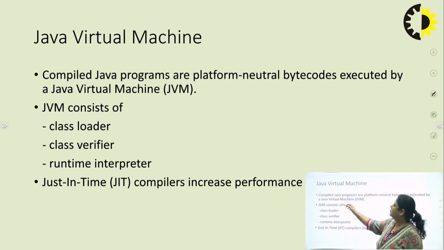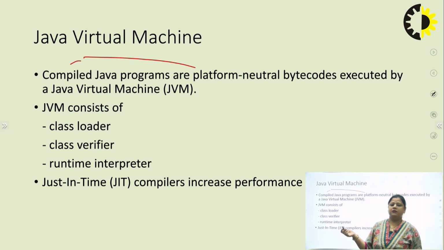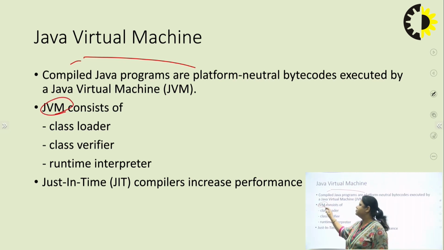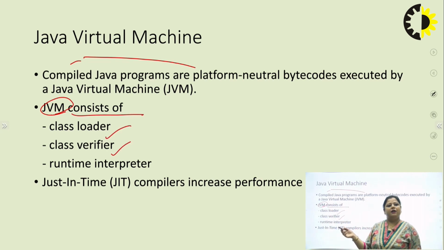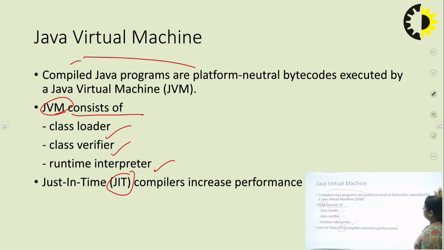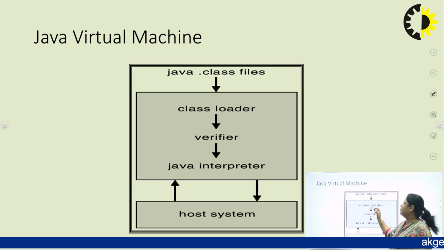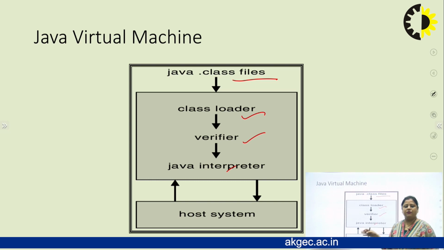This is one example of a virtual machine, which is created in Java. How it works is the JVM, called the Java Virtual Machine. JVM consists of class loader, class verifier, runtime interpreter, just in time. What is just in time? JIT compilers increase performance. This is the Java virtual machine structure: java.class file, class loader, verifier, Java interpreter, and this will interact with the host system.